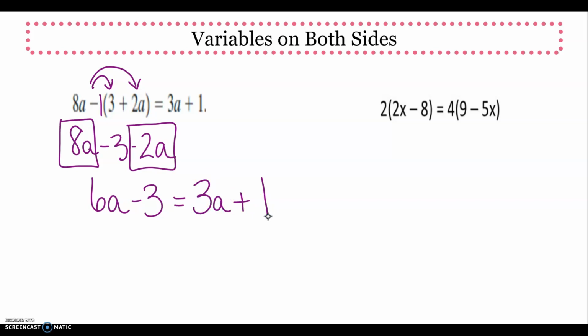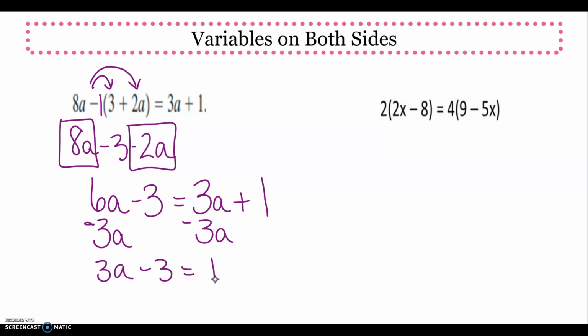Now, my helpful tip was to move the variable to the side where it will remain positive. So, if we took 6a and moved it here to the right, we would subtract 6a from both sides. 3a minus 6a would give us a negative variable. So instead, we're going to move 3a to the left side. So let's do that. We have a positive 3a, so we're just going to subtract 3a. We're going to subtract 3a from 6a. So we're left with 3a minus 3 is equal to 1.